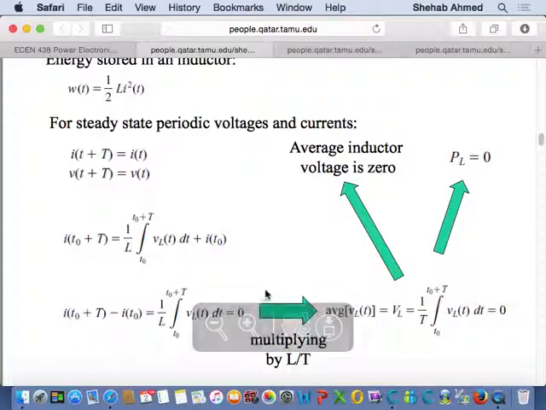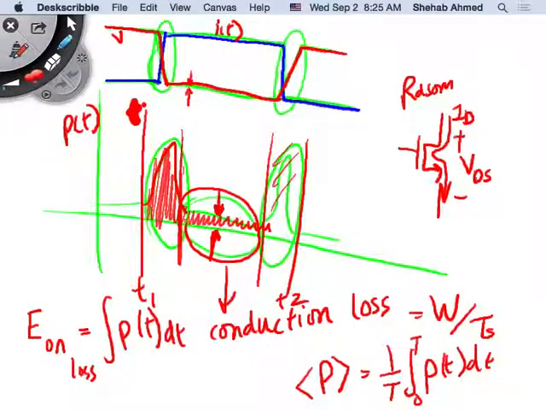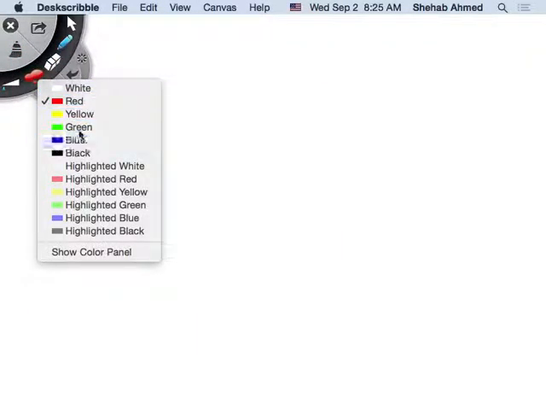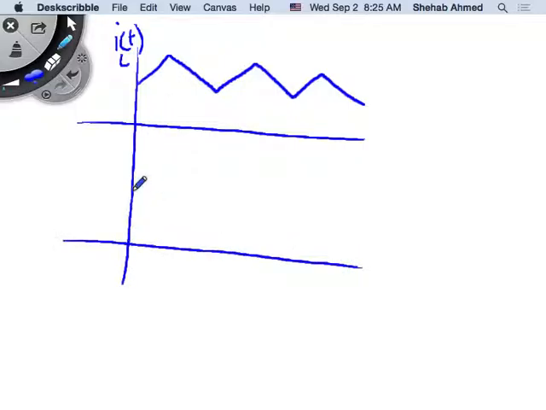All the waveforms we're going to be using in power electronics are going to be periodic waveforms. We will only utilize periodic waveforms throughout the course. For example, it's very typical that the inductor current waveform will look something like this, and the capacitor voltage waveform will look something like the same, for example. This is my switching period, TS.